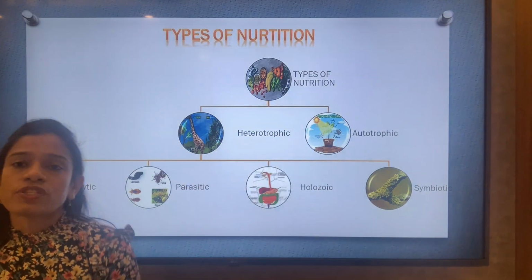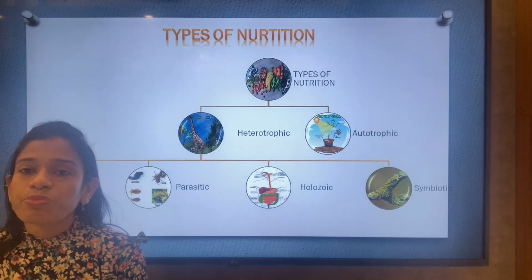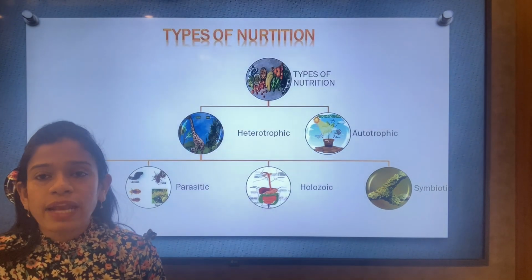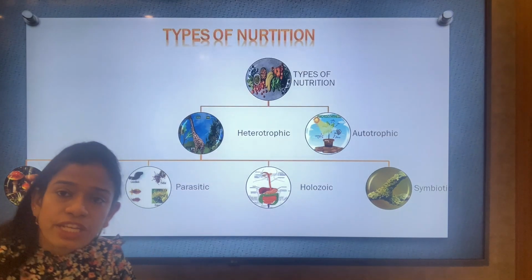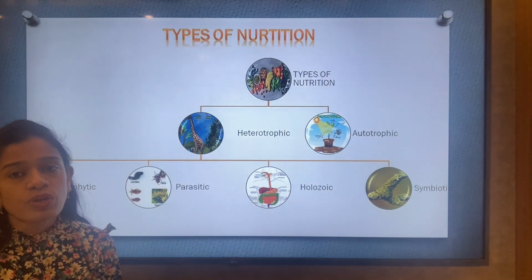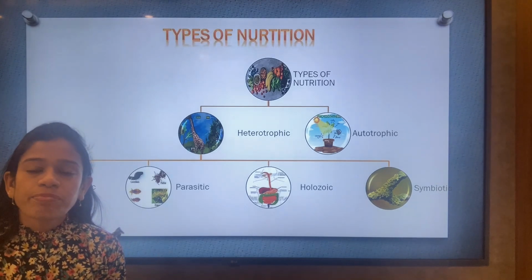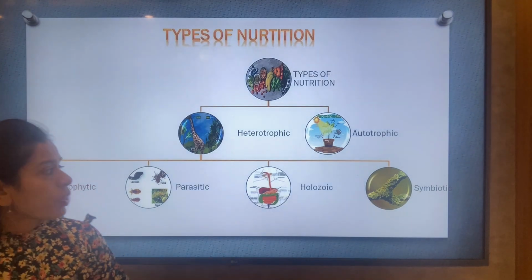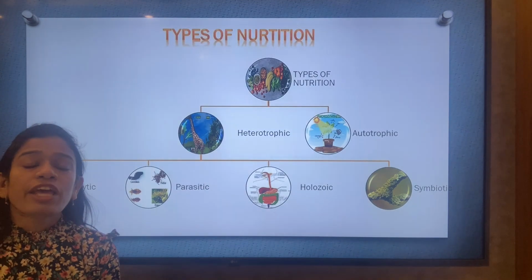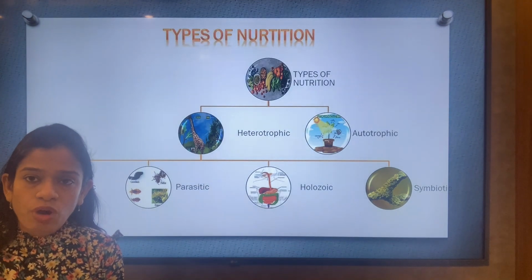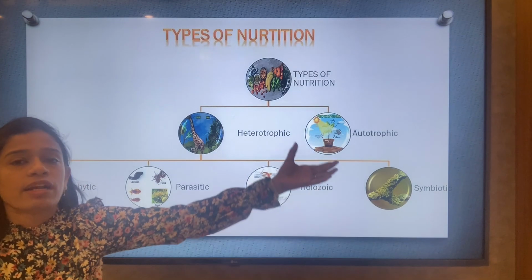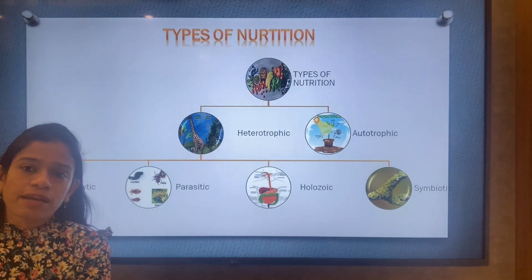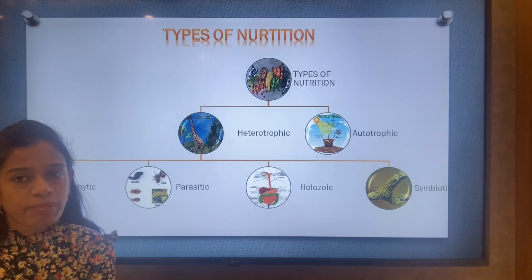And autotrophs are the ones which prepare their own food, and they are self-sufficient with the raw materials that they get from nature. They prepare their own food and they keep themselves self-sufficient. So under heterotrophs, there are a huge number of organisms, or mostly all the organisms come under heterotrophs. It is only under the autotrophs, that the examples are the plants.